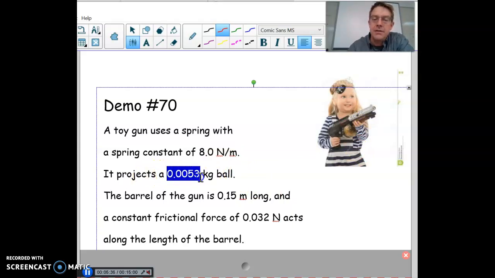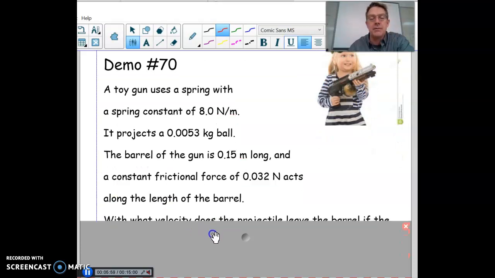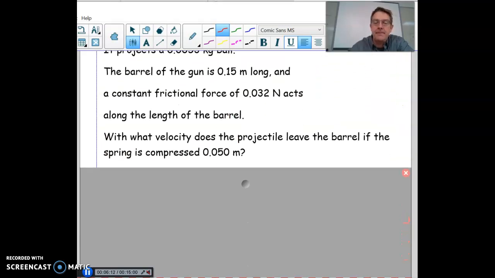And this gun is going to project a 0.0053 kilogram ball. So the barrel of the gun here is 15 centimeters, and in this case, we didn't include it last time, but we're going to say that there's a force of friction acting along the length of this barrel that's going to be opposing that forward motion. So we need to incorporate that into this problem, because what we're looking for is the velocity that this projectile is going to leave the barrel if that spring is compressed by 0.050 meters. So here's how we're going to tackle that.